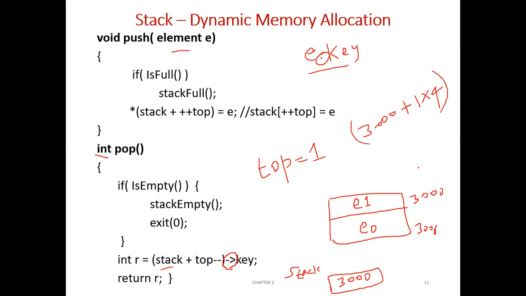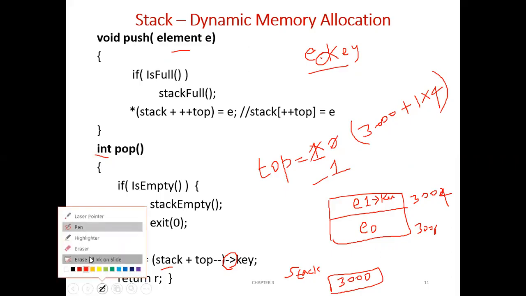So this will refer to this particular address 3004. In that address, whatever the key value is, it will return that key value. If the key value is 4, it will return 4, otherwise whatever it may be. After returning that, top will be decremented. Top will become 0 because one element is popped out. Similarly, after removing the next element, top will become -1. So this is how we implement the stack using dynamic memory allocation.